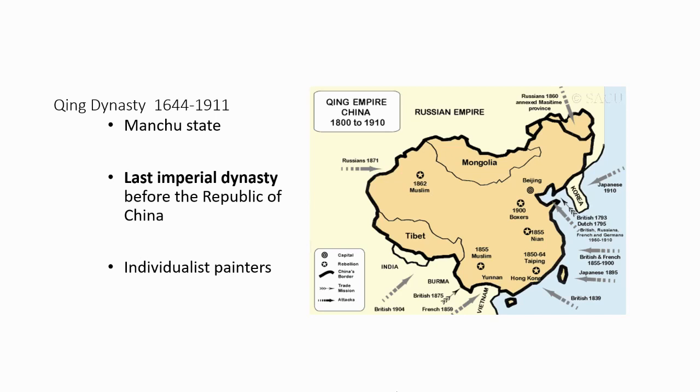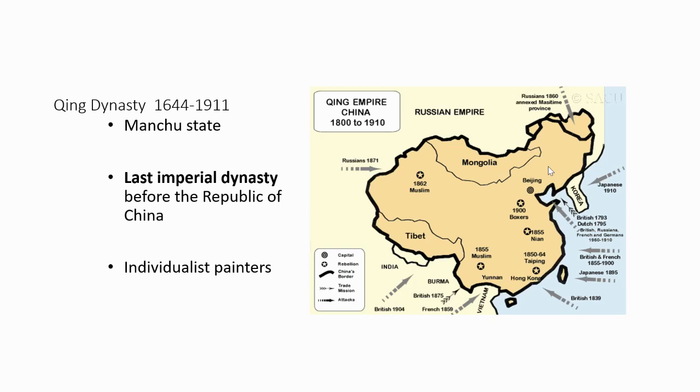And this is going to take us all the way to the modern age. So they come from the area of Manchuria, which is actually above Korea, above what would be North Korea today. And this is the last imperial dynasty before the Republic of China. And the biggest thing that you have to remember about this time period, because we're not going to spend a whole lot of time on it, is you have more individualistic painters. So you have more literati type painters, and they become kind of the norm.